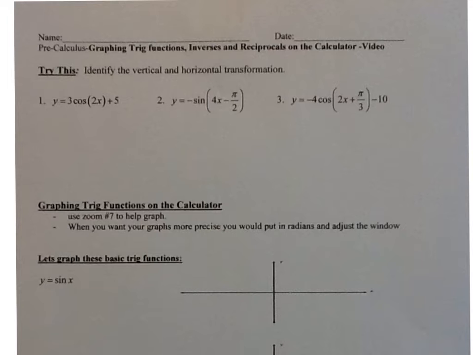Okay, so for right now, we're going to just use Zoom 7 to help us with the graph. There are going to be times when you do want to put your calculator in radians and adjust the window. That would be when you really want to fine tune your graph, which is what we did with the amplitude, the number of cycles, which is also called the frequency. We did the number of slashes. We did the X scale. That's when you want to use the window so that you can adjust the graph accordingly.